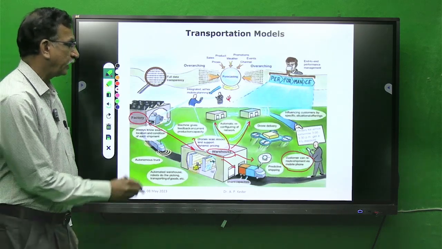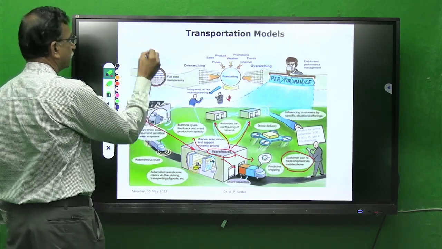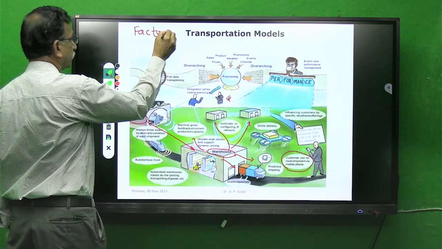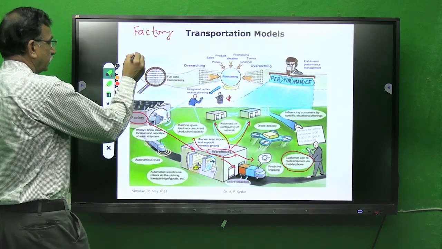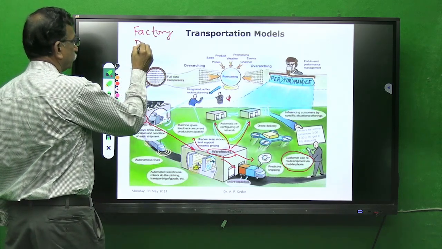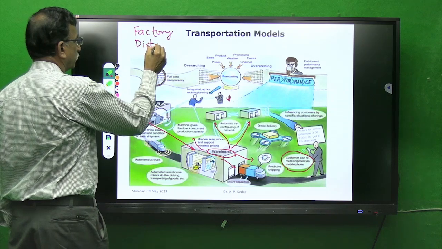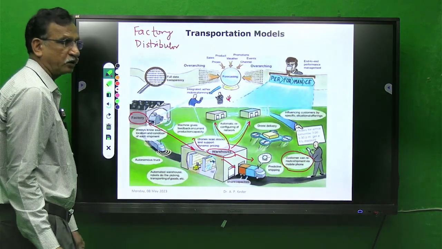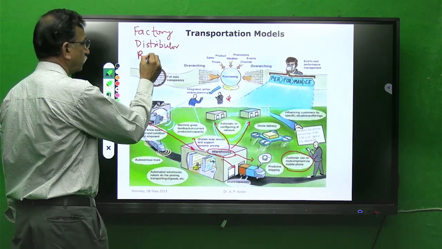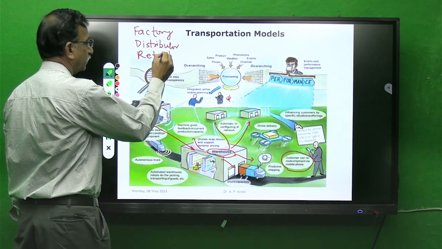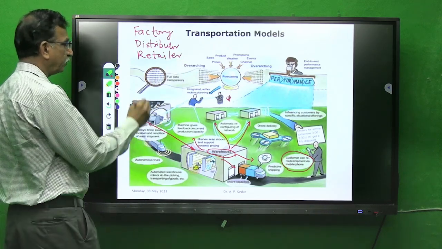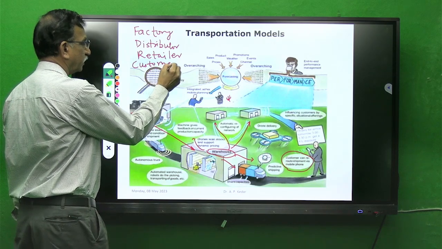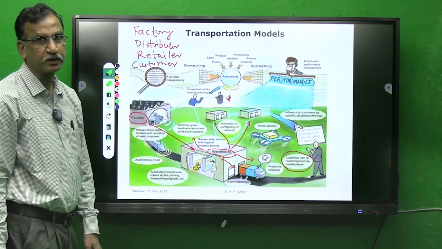And like this, if I want to summarize this sketch, it starts from the factory, that is the industry, then it goes to the distributor, from the distributor it goes to the retailer, and ultimately you and me, who are the end users of that particular product which is being produced in the factory.